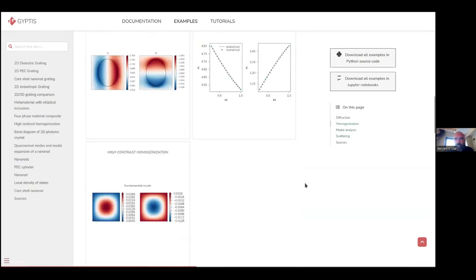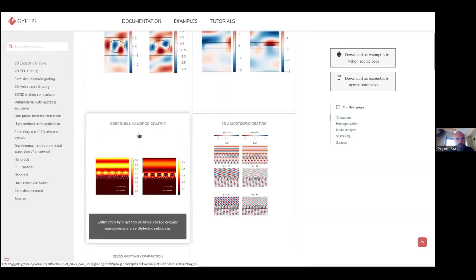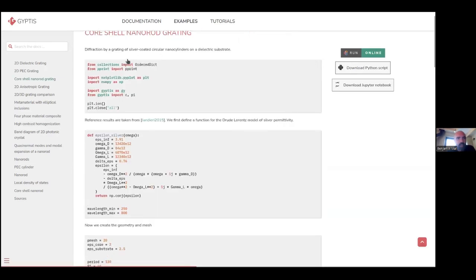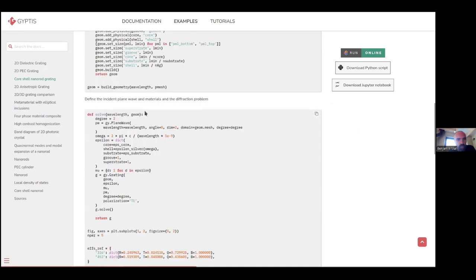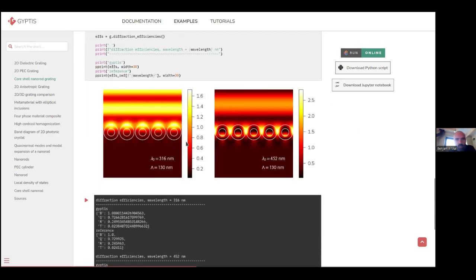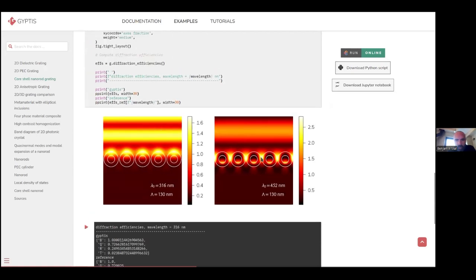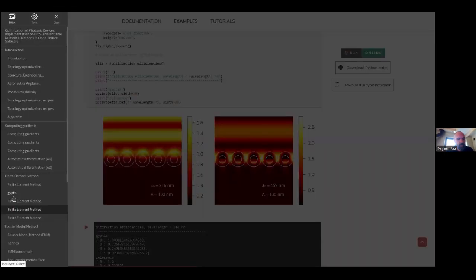And if you click on the various examples, you can have the definition of the permittivities. You can see how you build the geometry using Gmsh, and it's going to solve here. You've got a field map, for example, in this case of a core shell nanorod grating. You can download here the Python scripts and the Jupyter notebook if you want, and you can also run it online if you click over here. So that's the presentation of the package.